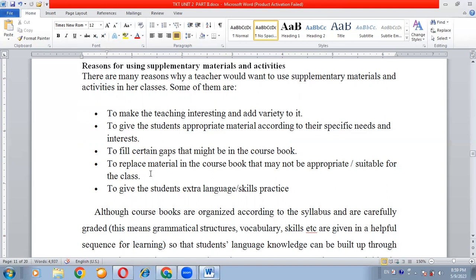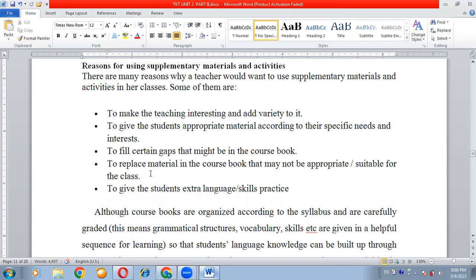Because I have understood those materials are not suitable for our students. They are not suited for our students to improve their language skills. In the course book materials, if we are going to use government course book materials, especially the government school syllabus, if we are going to do the classes, we can use many supplementary materials in the classes.